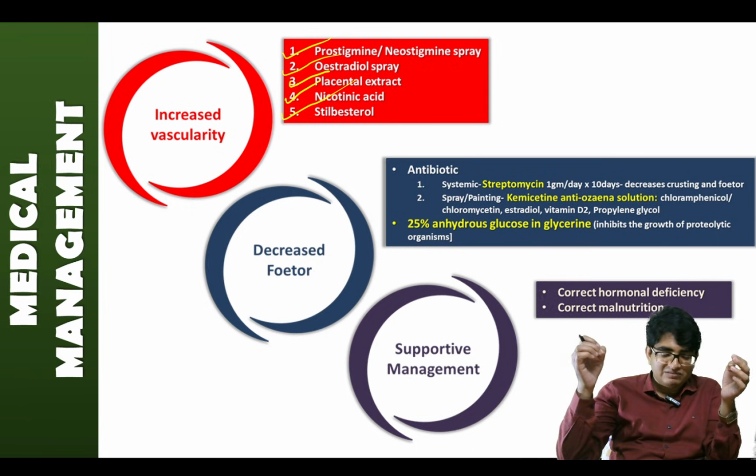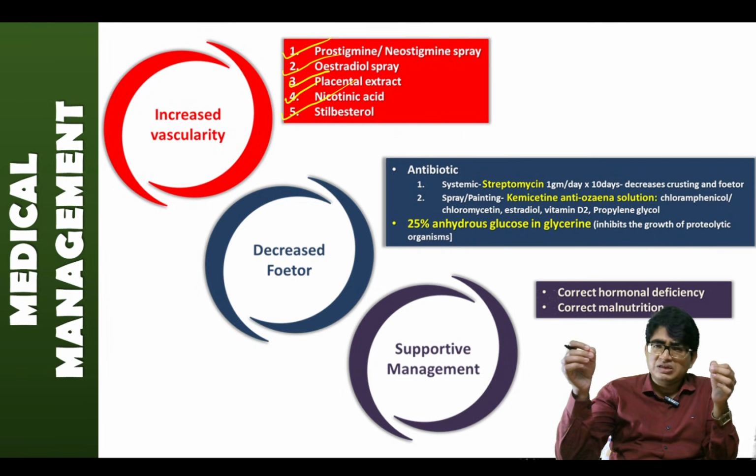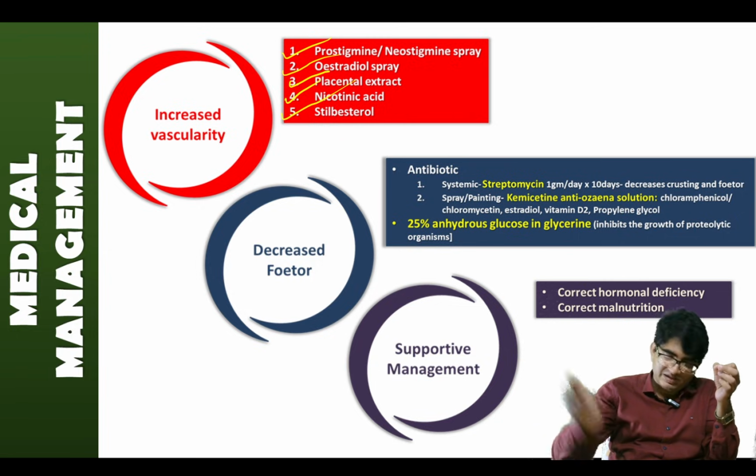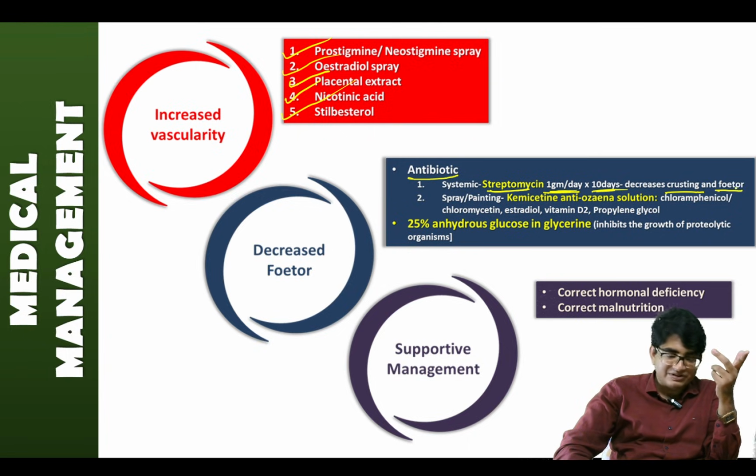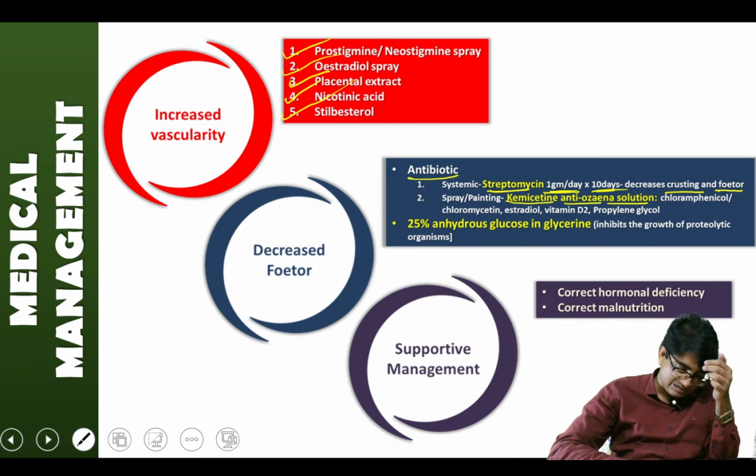Before that, we may also use something to decrease the foul smell from the nasal discharge, that is to decrease the fetor. What is the use? Antibiotics like streptomycin, 1 gram per day for 10 days. It will decrease crusting as well as fetor. We may also do some sprays or painting with chemicetin antiozaena solution, correct, which contains, what does it contain?